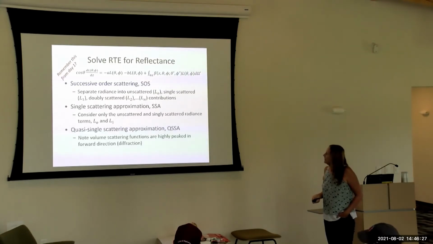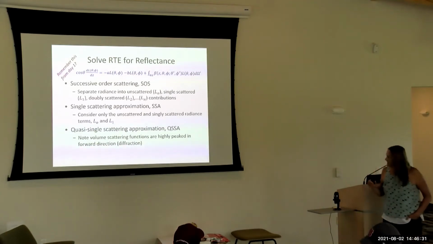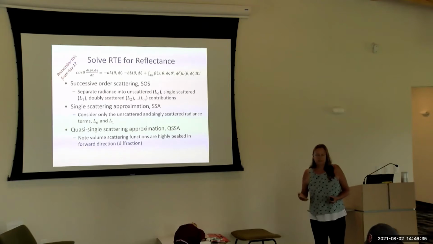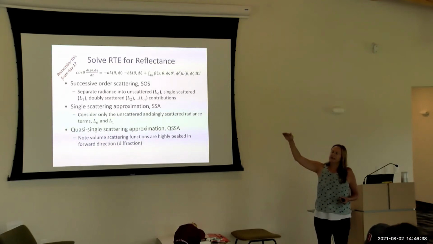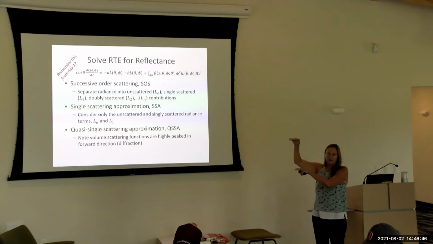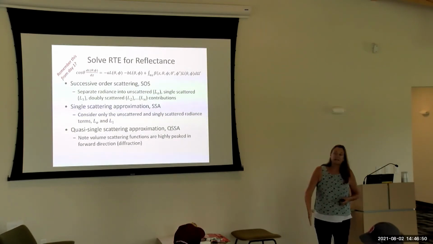Then we're going to do something called quasi-single scattering, which is the next step. If you look at the volume scattering function, it's really, really peaked in the forward direction, four orders of magnitude. We do have some backscattering, but most of the scattering is in the forward direction. So if light is coming into the ocean, most of it is scattered downward.